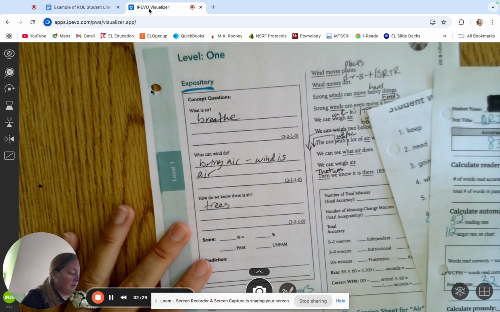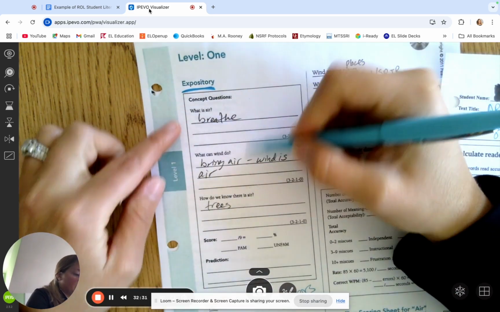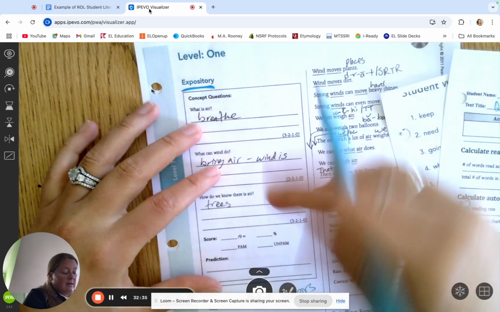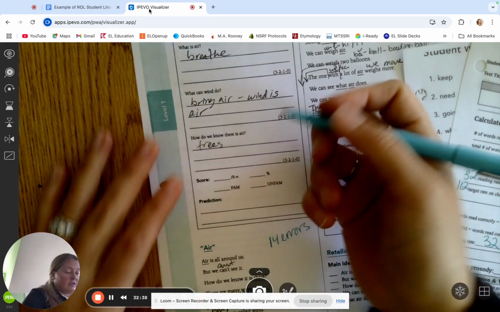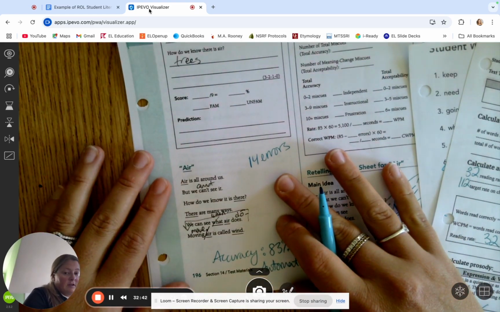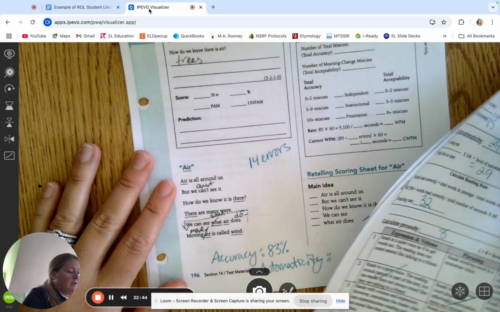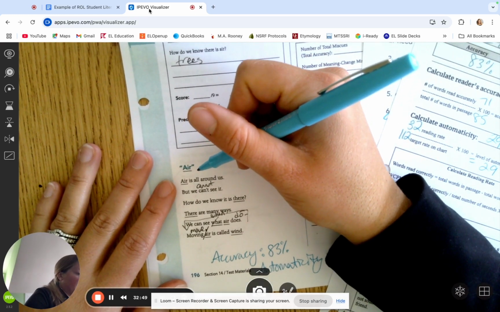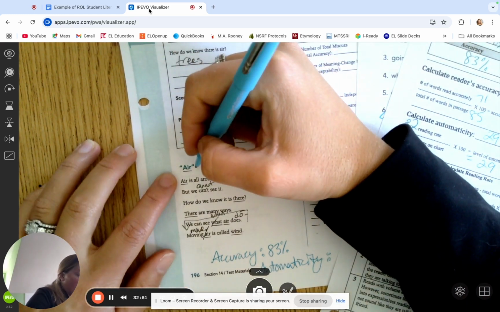So this student had background knowledge. What is air? It's what you breathe. I just take quick notes as they're reading. He formed a prediction. I left it blank, but I remember talking about it with him. We talked a lot about air, actually. He was talking about the beach and stuff. He lives by the beach, so air.